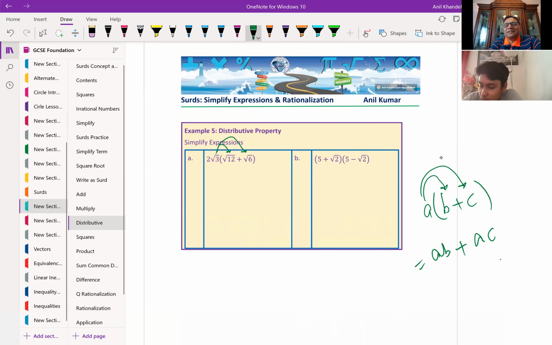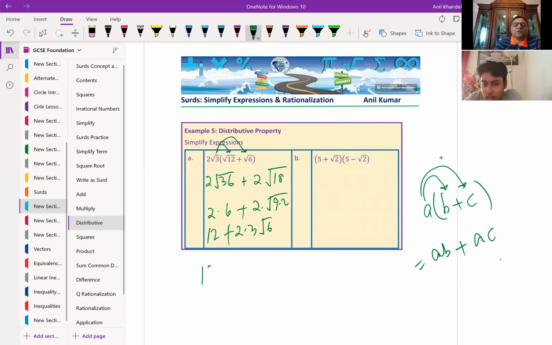So 2 square root 3 times (square root 12 plus square root 6) is how much? First you multiply this, you get 2 square root of 36, correct? Plus 2, outside is 1, right? Yeah. And this goes 18. Is it okay? 6 times 3 is 18, correct? Now 2 times 6 plus 2 times 9, right? So this is 12 plus 9 outside is 3, right? So you can write this as 12 plus 6 square root 6. Is that clear to you? That is how you can do it, sir. Can you help me do the next one, please?